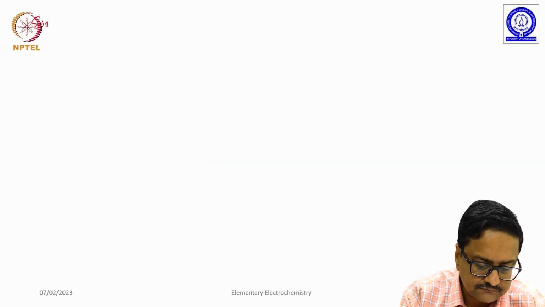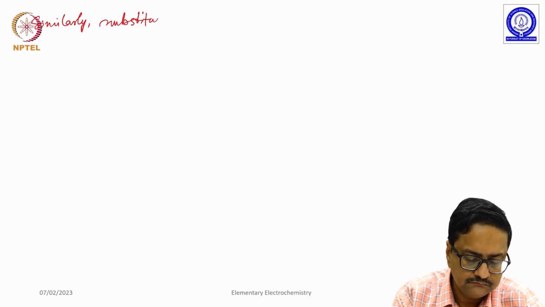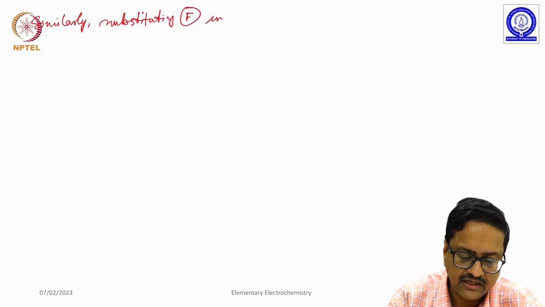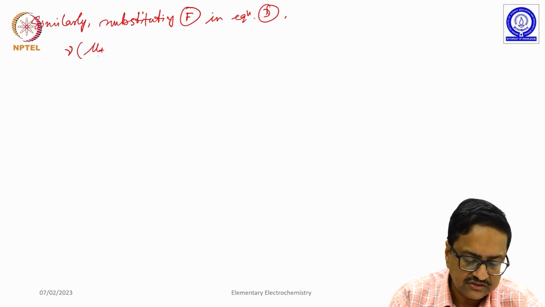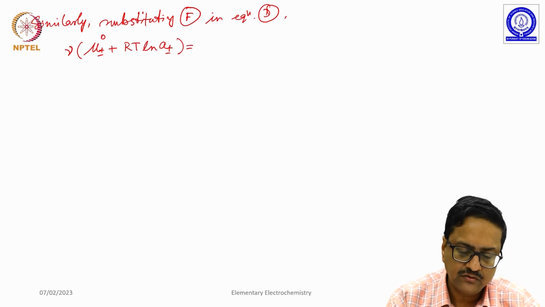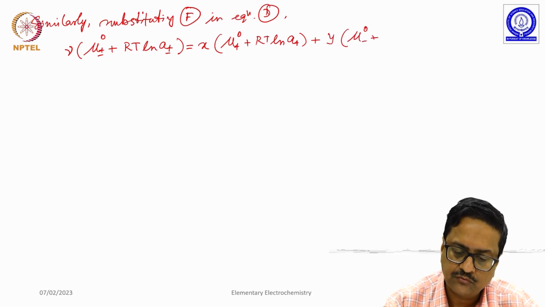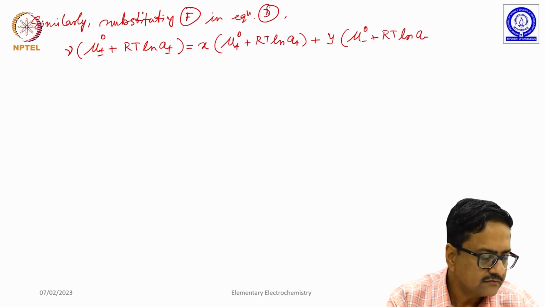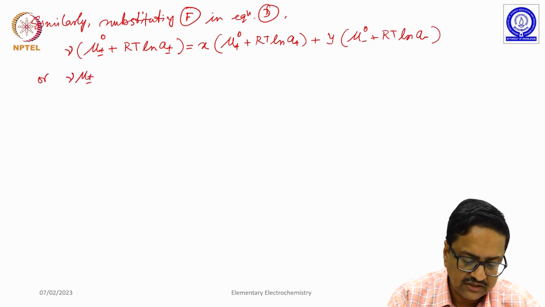So, similarly, substituting the equation F in equation D, one can write nu into mu plus minus 0 plus RT ln A plus minus equal to x into mu plus 0 plus RT ln A plus plus y into mu minus 0 plus RT ln A minus, correct, or mu plus minus 0 plus nu, I can take it up.